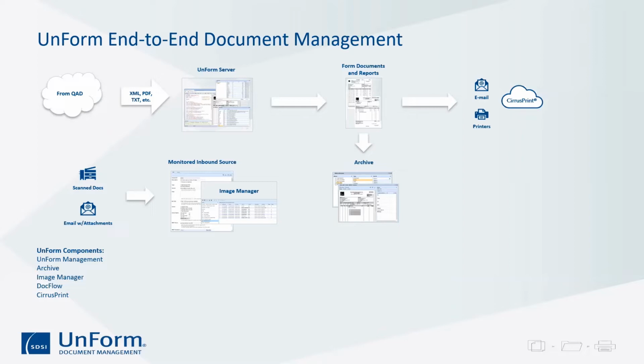So you could have accounts payable at synergeticdatasystems.com, and that would be the targeted folder. When an email lands there, we pick it up, and the image manager extracts data from it and builds index values so that it can be sent to the archive. It extracts line item detail so it can be sent along with the data and the document to DocFlow.